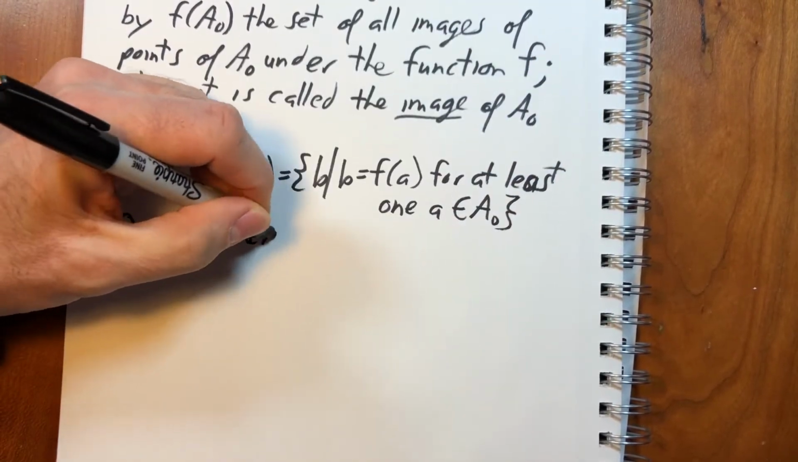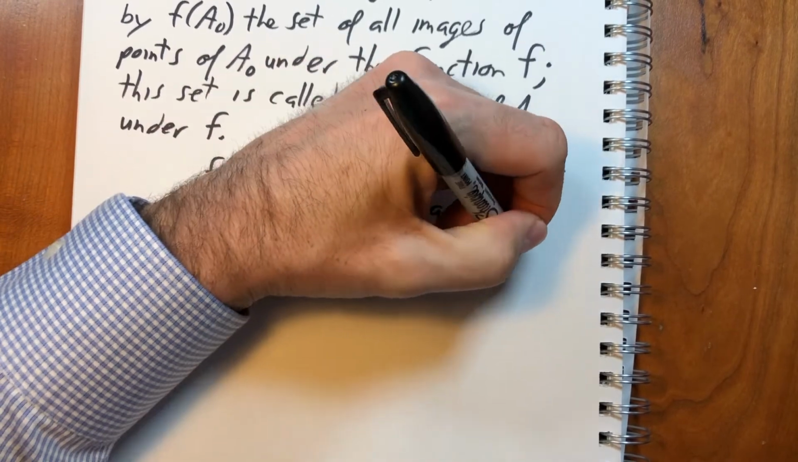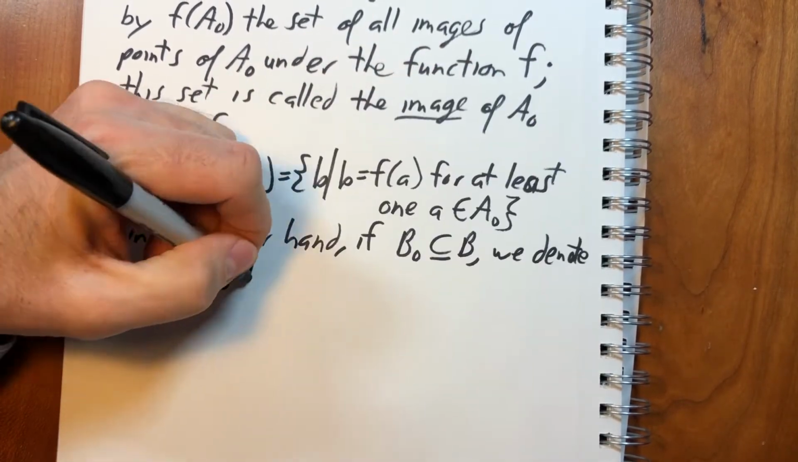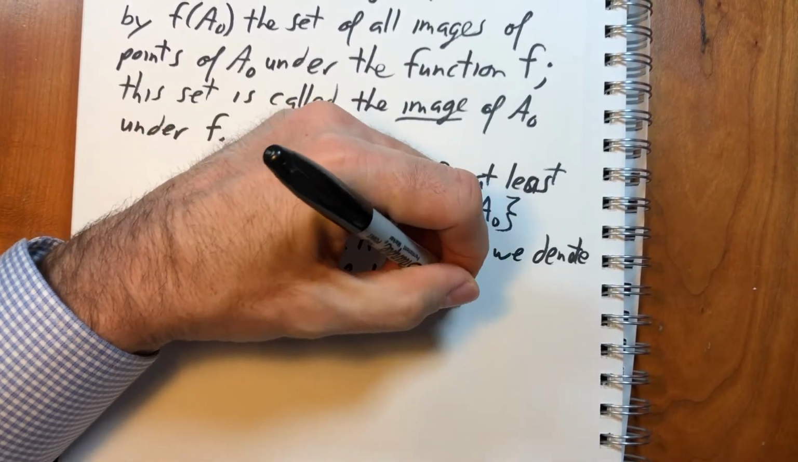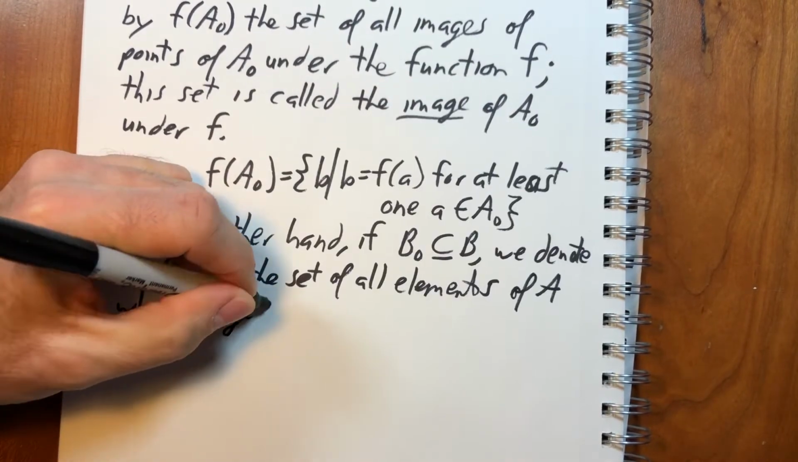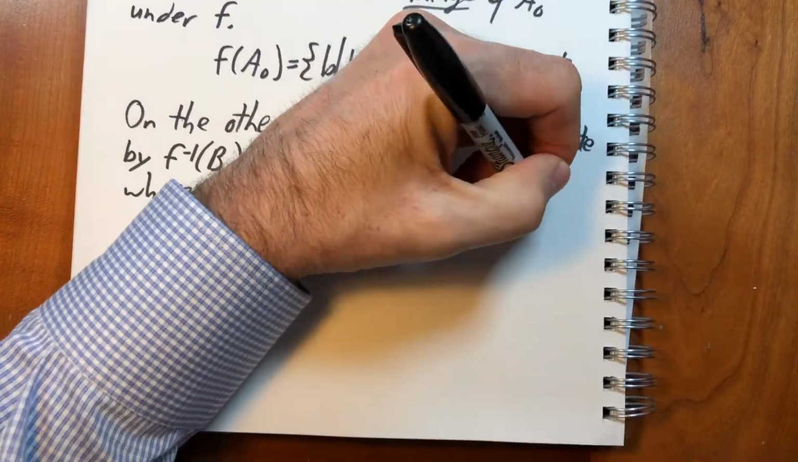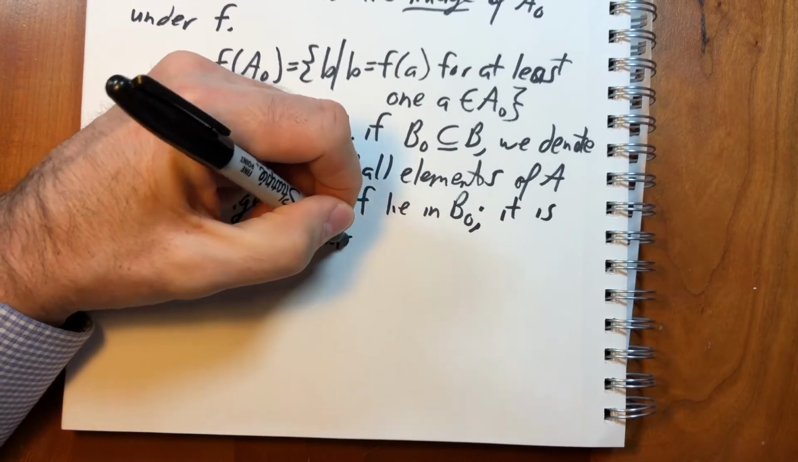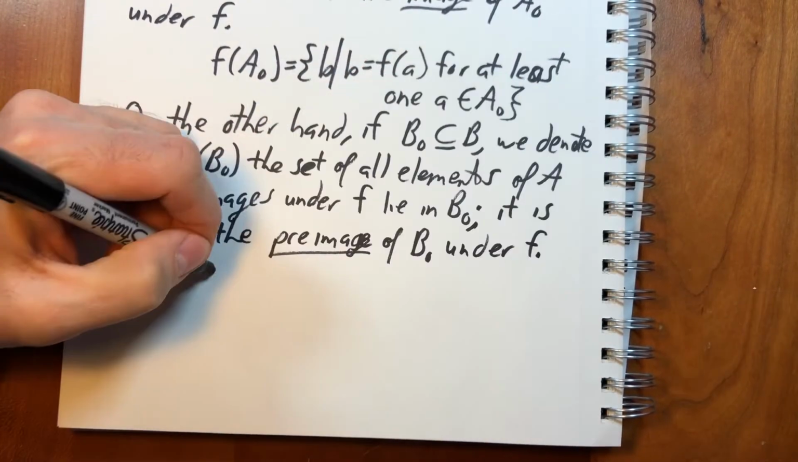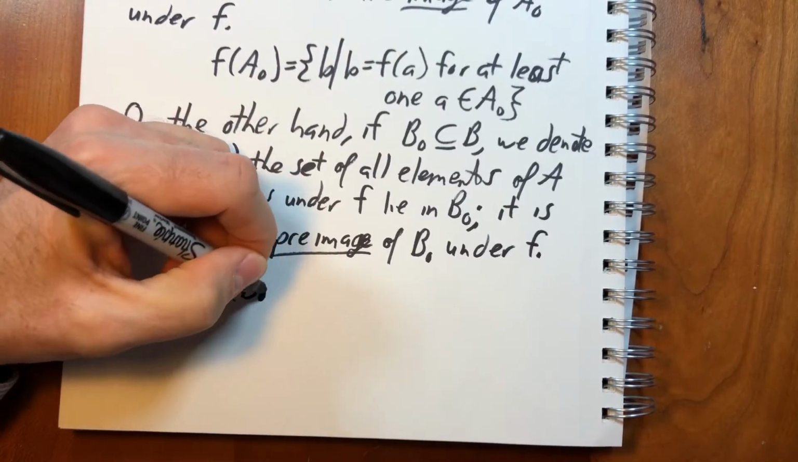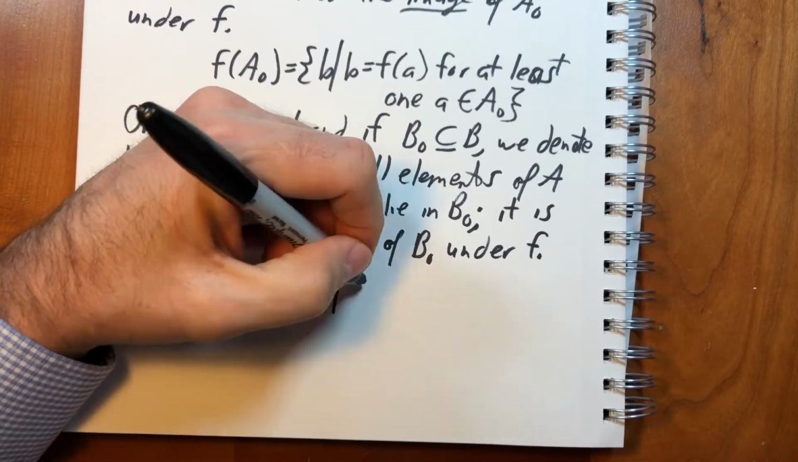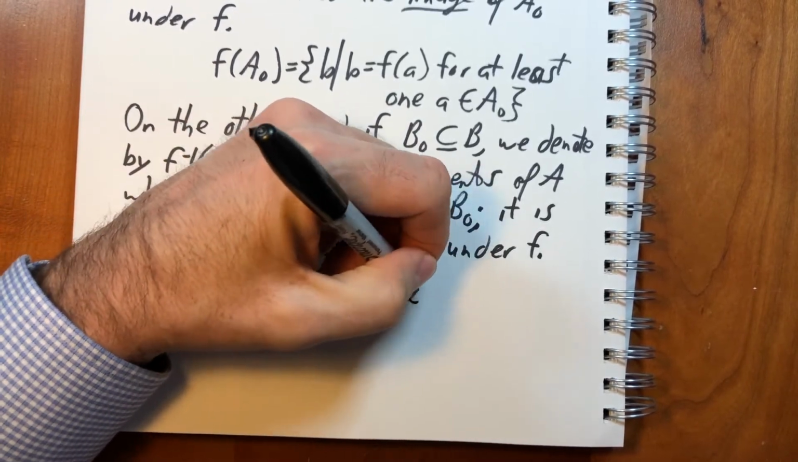On the other hand, if B0 is a subset of B, we denote by f minus 1 of B0 the set of all elements of A whose images under f lie in B0. It is called the preimage of B0 under f. And formally, f minus 1 of B0 equals the set of all a such that f of a is an element of B0.